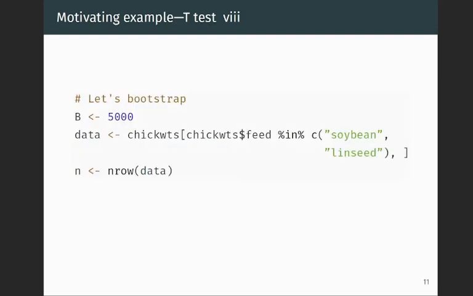Instead of assuming that they follow a normal distribution, let's do bootstrap and see what happens there. So we're going to fix the number of bootstrap samples at 5,000. B is equal to 5,000. Next, I'm going to extract the subset of the data chick weights that corresponds only to the rows with soybean or linseed as the value for feed. So this is where I'm doing chick weights[chick weights$feed %in% c(soybean, linseed)]. Then n is going to be my number of rows, so the number of observations.